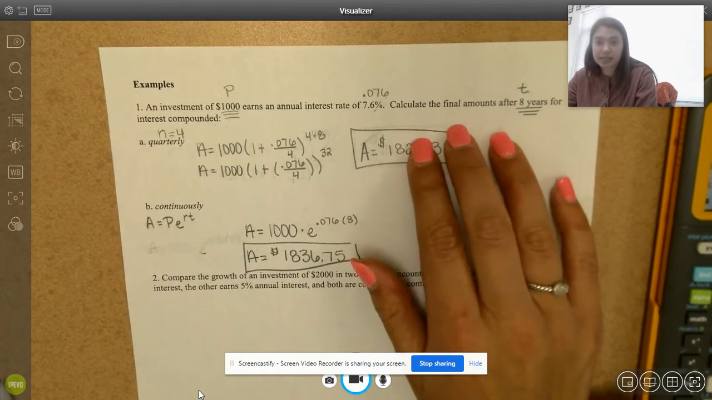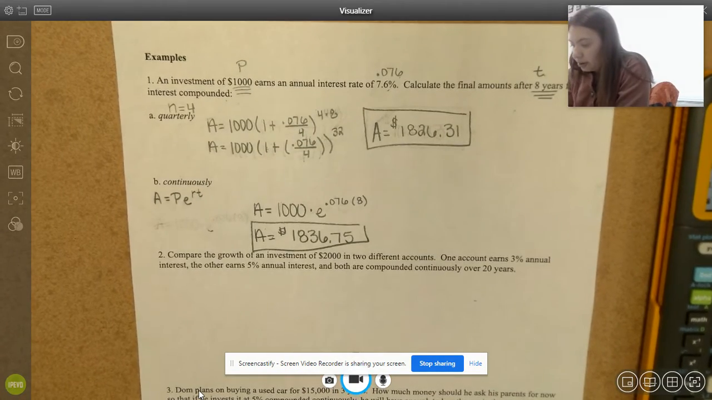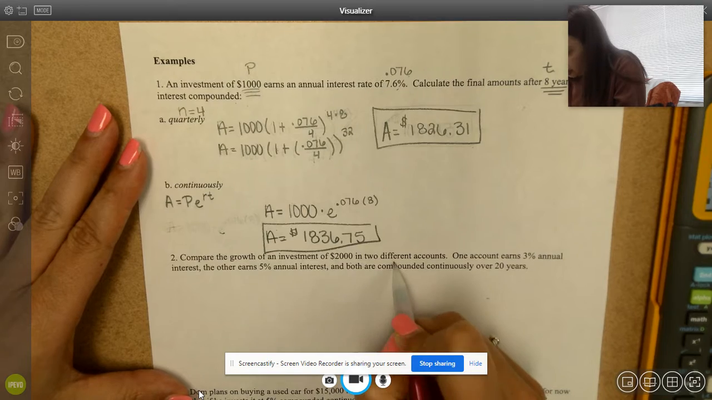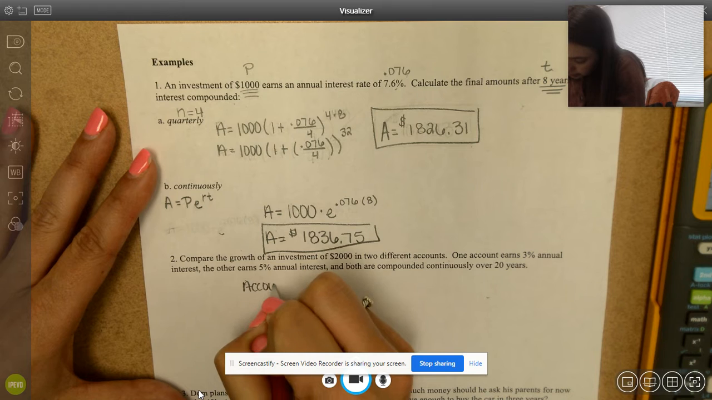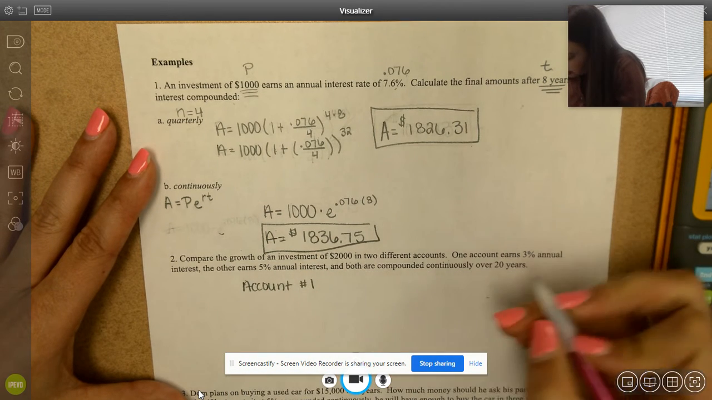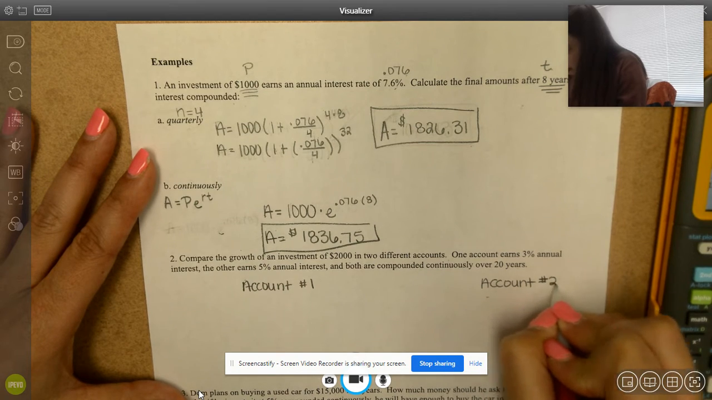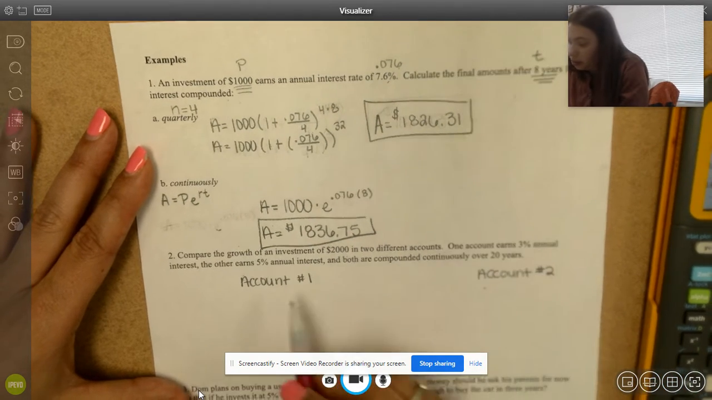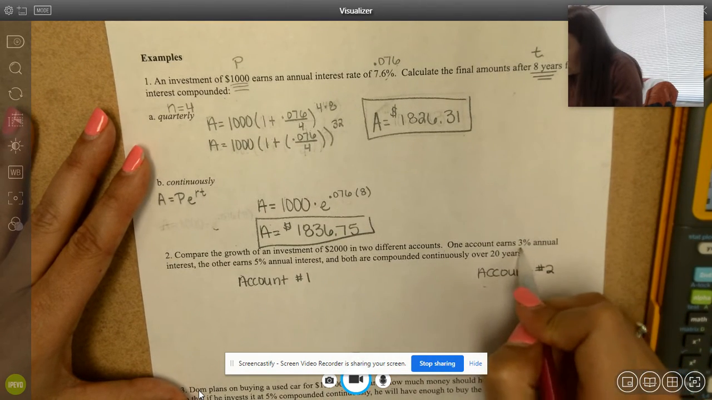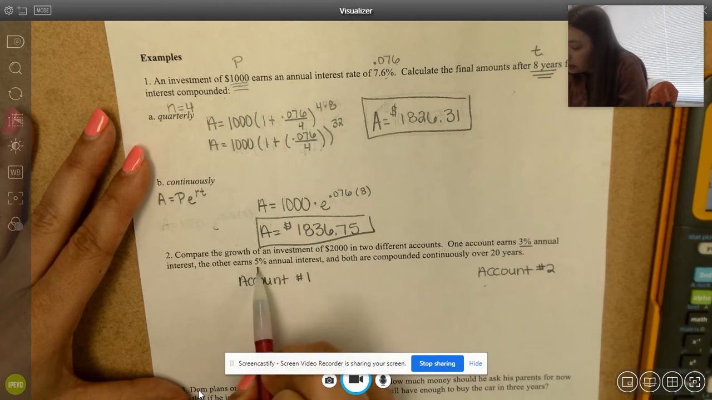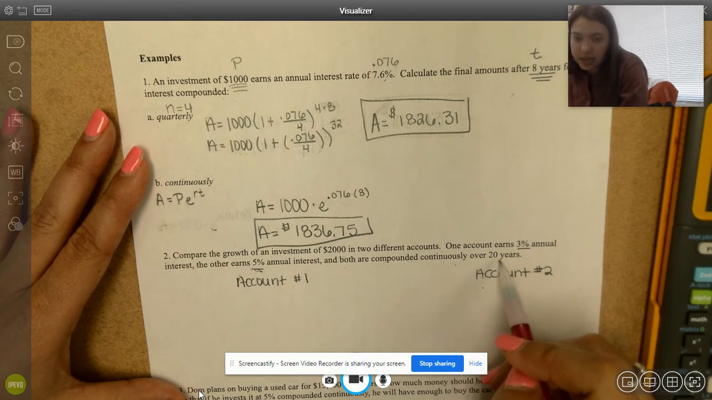One is the compound interest formula, the other is the continuously compounded interest formula. So for number 2, it says compare the growth of an investment of $2,000 in 2 different accounts. One account earns 3% annual interest, the other earns 5% annual interest, and both are compounded continuously over 20 years.